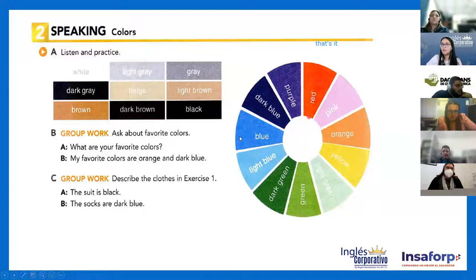That is the vocabulary. We have then the colors. We have the white, light gray, gray, dark gray, beige, light brown, brown, dark brown, and black. And what are your favorite colors, Carlos? What is your favorite color? My favorite color is dark green and blue. Why do you like green? Dark green. Okay, very good. What about you, Jose? What are your favorite colors?